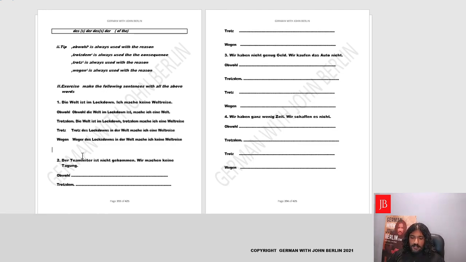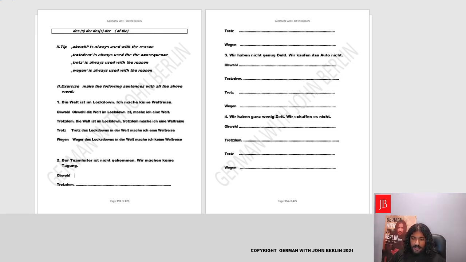It says, der Teamleiter ist nicht gekommen, wir machen keine Tagung. The team leader has not come, we do not do any meeting. Okay, now we'll contradict this. The reason is the team leader has not come, and we'll say, although the team leader has not come, we will do the meeting. Yes, that means we'll begin here. Although always comes with the reason. What is the reason? The team leader hasn't come. So let's begin with the reason. Obwohl, that's right here.